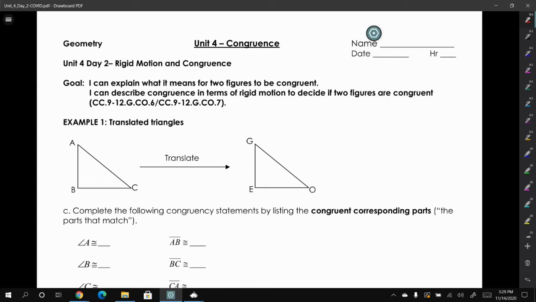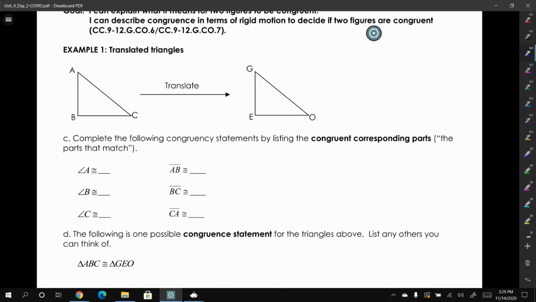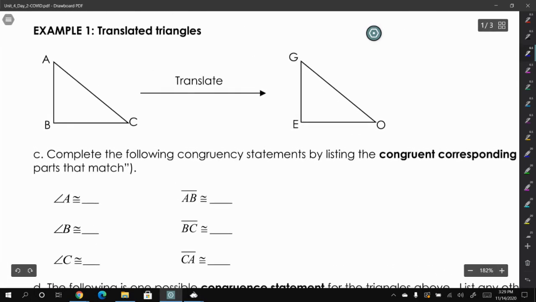Today we're going to talk about congruence and congruent statements. We've talked about congruent angles and congruent segments, and now we're going to talk about congruent shapes. If we look at these two triangles here, when we talked about translations, we said that the translation was a rigid motion because the pre-image and the image were congruent.